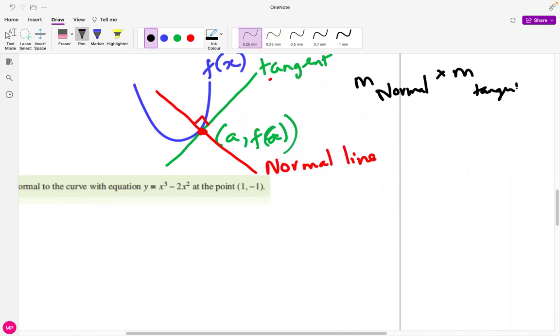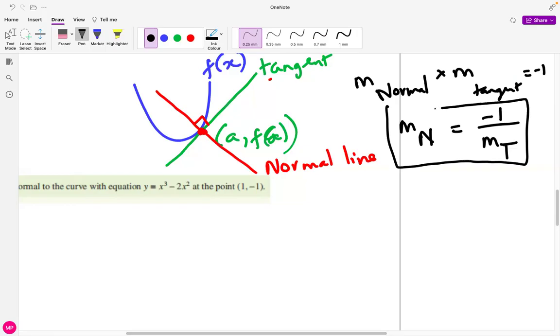They have to be equal to -1, so you times them together and get -1. Or you can write the gradient of the normal, mn, where n stands for normal, as -1 over the gradient of the tangent, mt. So mn equals -1 over mt.